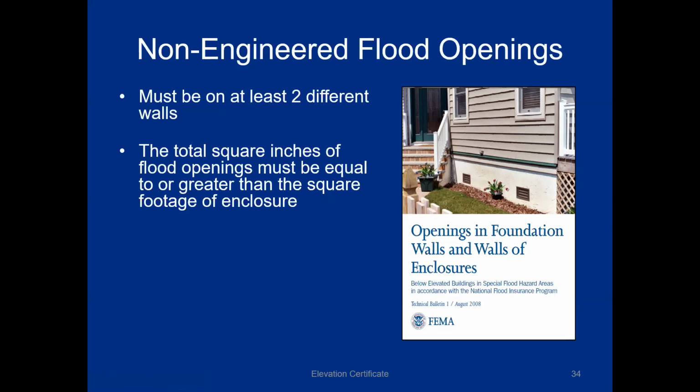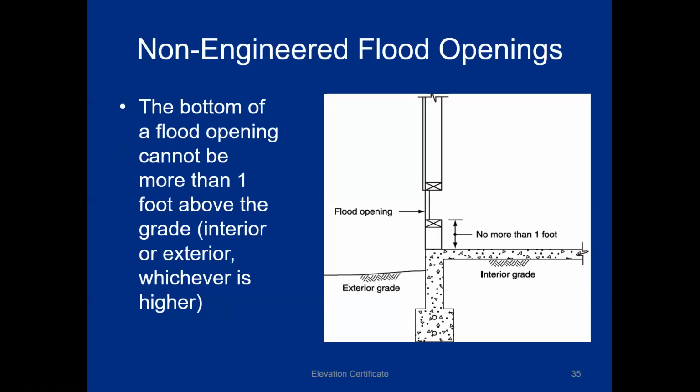So your prescriptive requirements: there must be openings on at least 2 different walls. The total square inches of the flood openings has to be equal to or greater than the square footage of the enclosure. So for instance, an 800 square foot enclosure must have at least 800 square inches of openings. And we've only started with the prescriptive requirements.